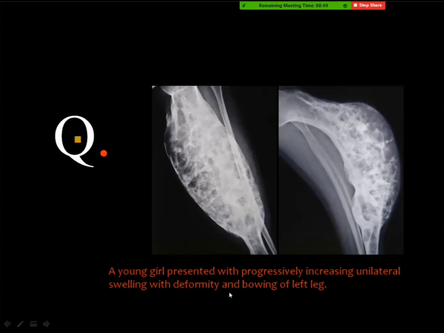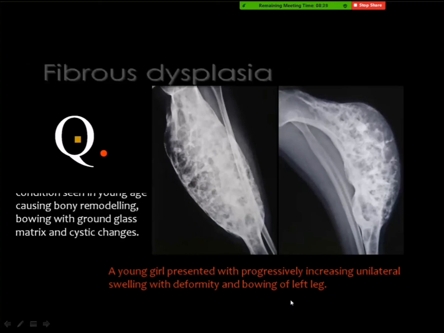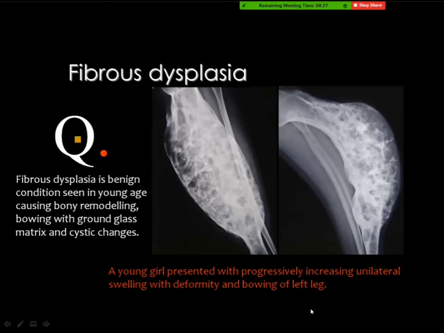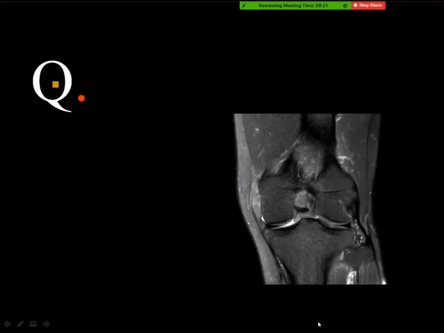What do you think? This is the tibia. Adamantinoma also? No. Lytic lesion in a long bone. Fibrous dysplasia. Yes, and this is fibrous dysplasia. A lytic lesion in a long bone is a fibrous dysplasia. Very good.